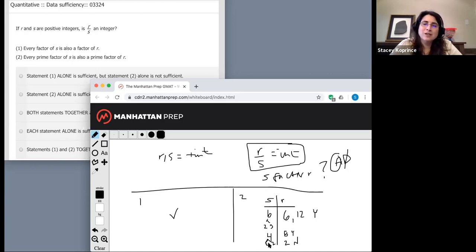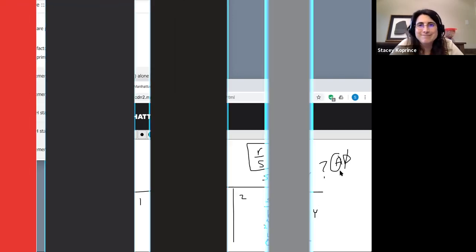2. So I could make R 8, in which case I am going to get an integer, 8 over 4. But I can also make R 2. They still share that prime factor of 2, and 2 over 4 is not an integer. So that was my no case to cross off answer D and get to A.